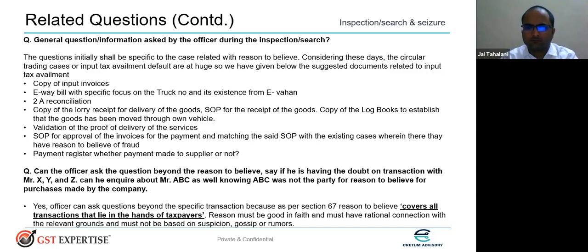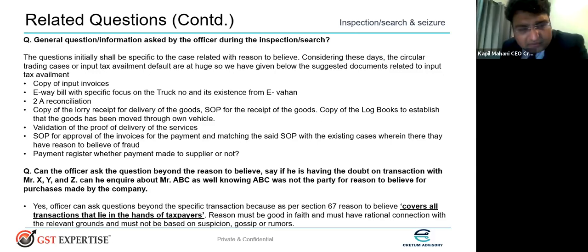Now coming to: can the officer ask questions which are beyond the reason to believe with XYZ? So what is more important in that scenario is the question that can any party be called for any summon proceedings, or can any party be inspected based upon the search which has been on reason to believe. So what we have also mentioned is the officer can ask questions beyond the specific.